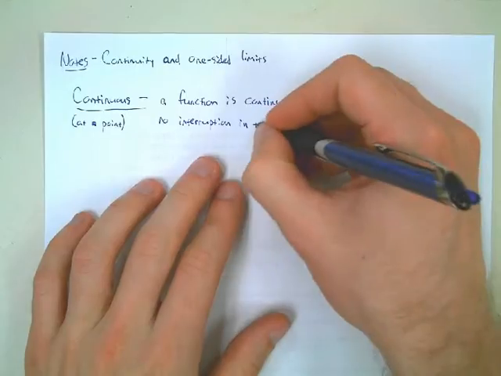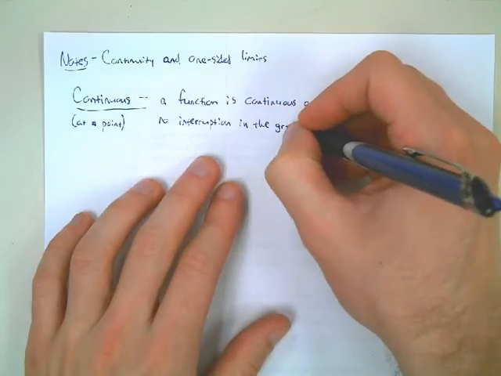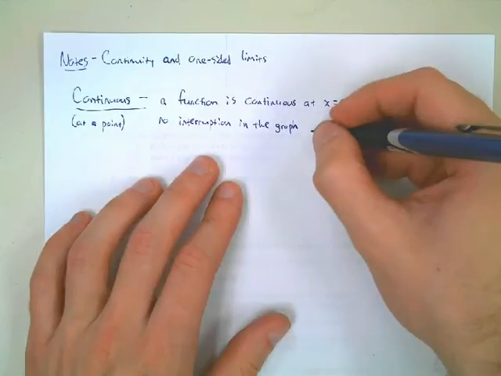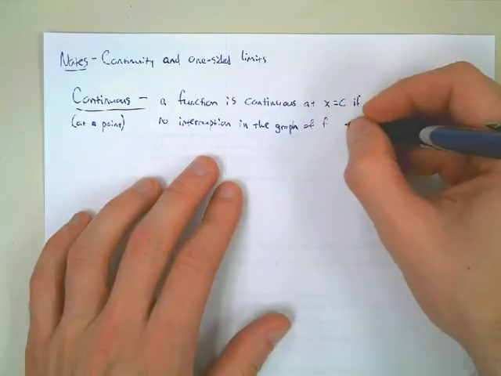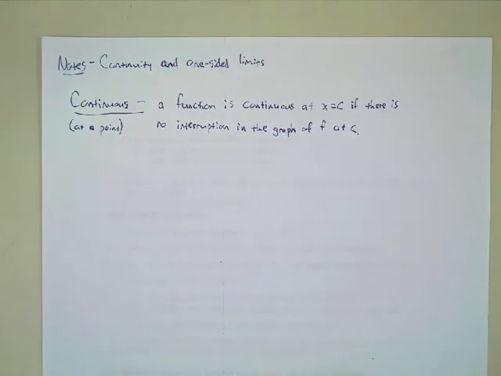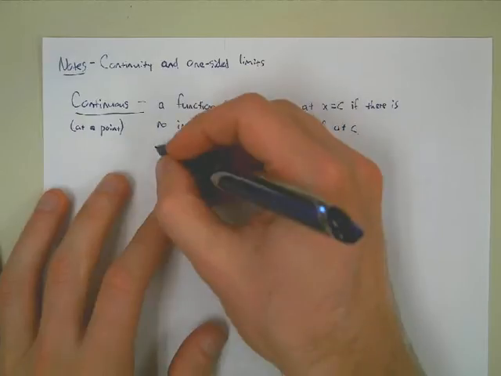That is not an official math definition. That's more of a plain English definition, with a little bit of math thrown in, I guess. So a function is continuous at x equals c if there is no interruption in the graph of f at c. So what do I mean by interruption?